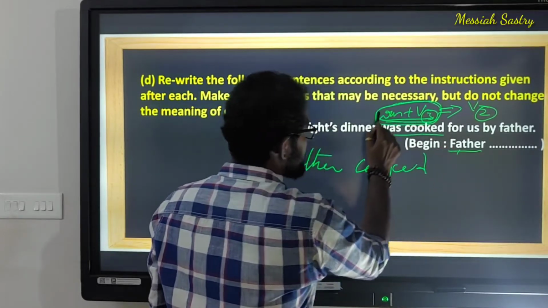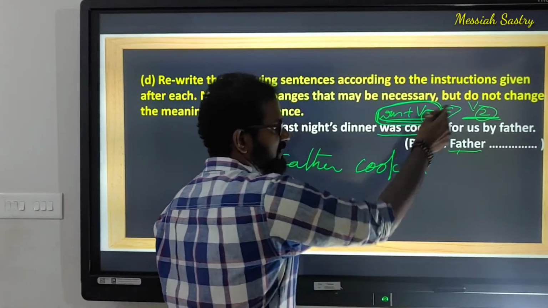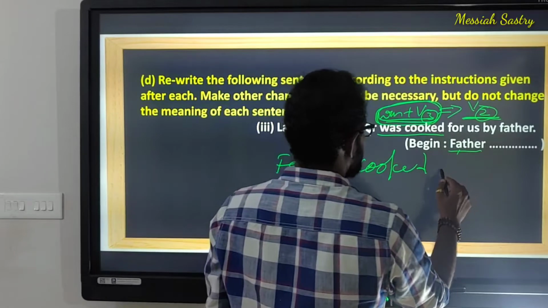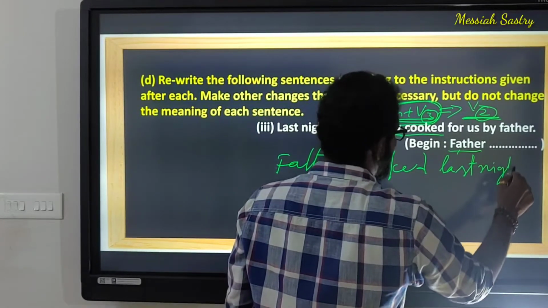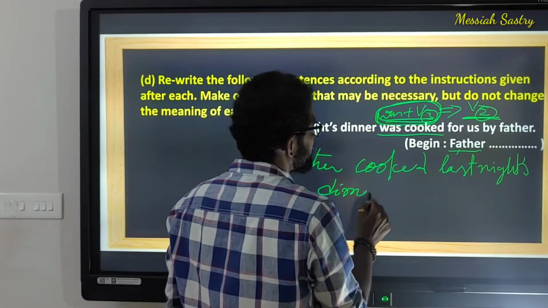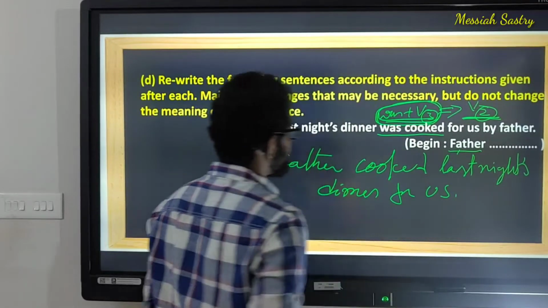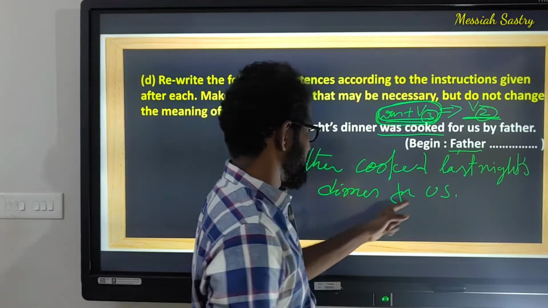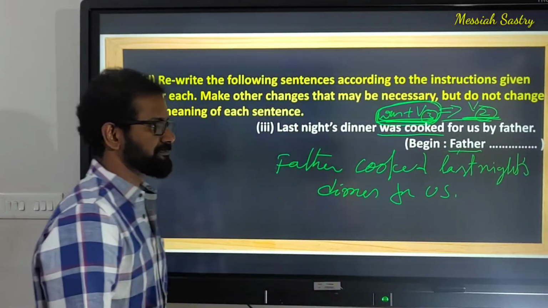In place of was plus V3, we write only V2. Was plus V3 is the passive form, the active form is V2. Father cooked last night's dinner for us. So forms are very important.